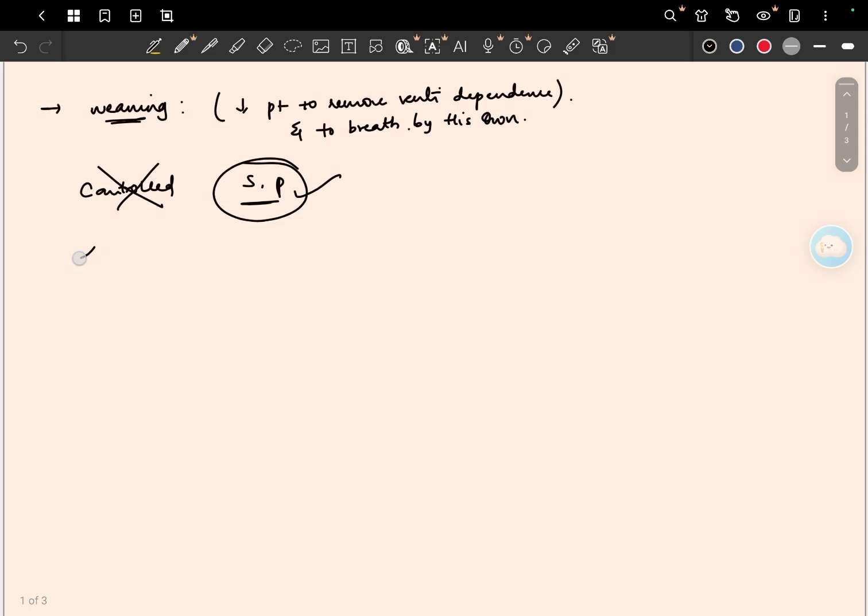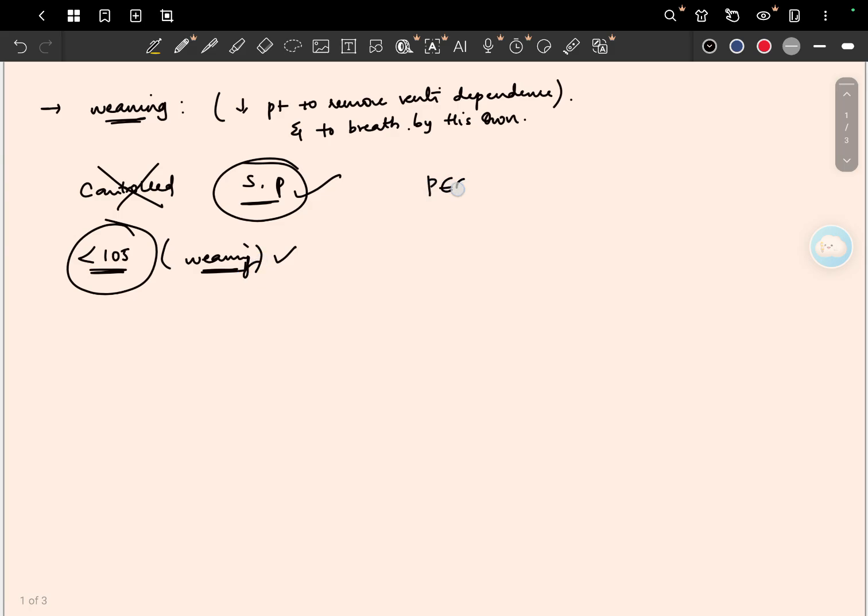Now if the rapid shallow breathing index is less than 105, then the patient is ready for weaning. The rapid shallow breathing index will predict when weaning has to take place.